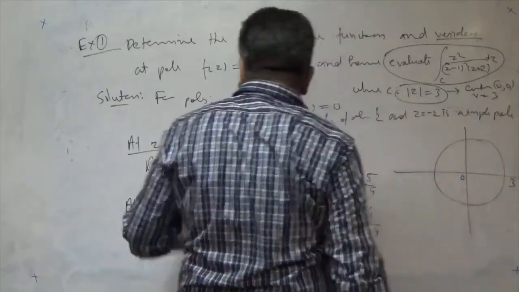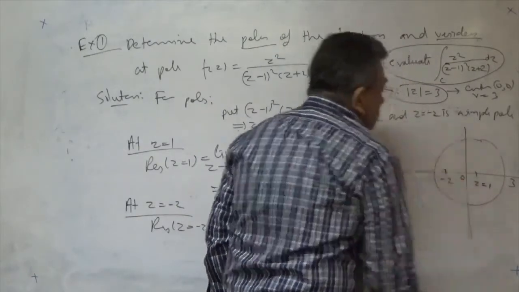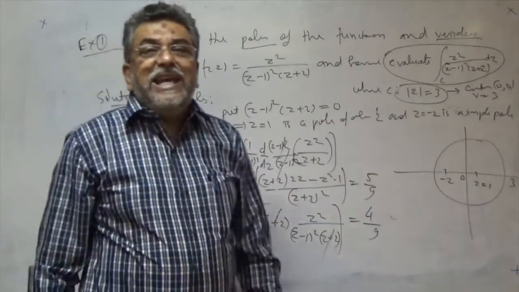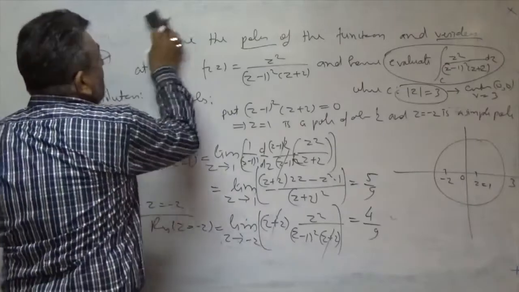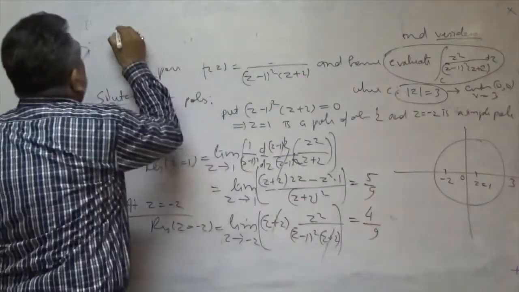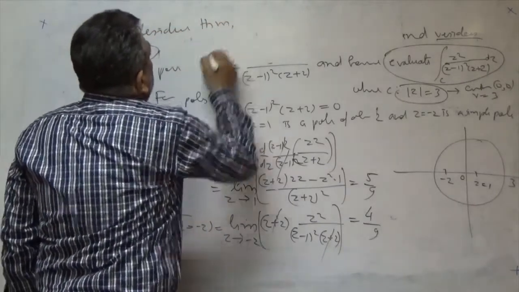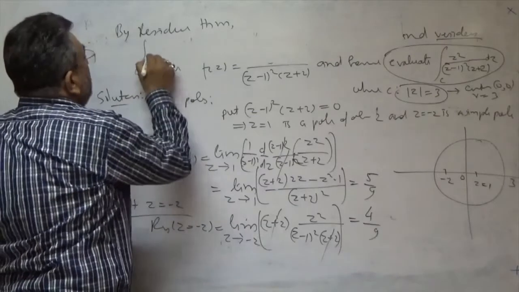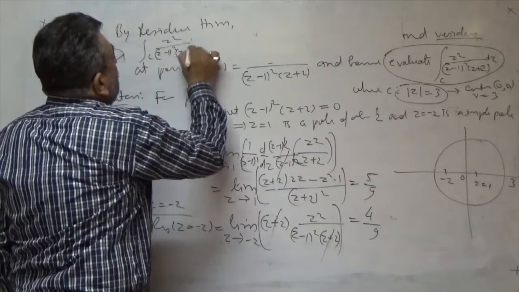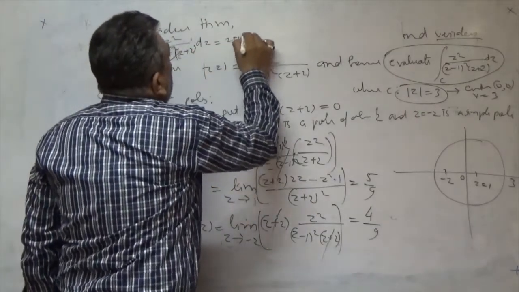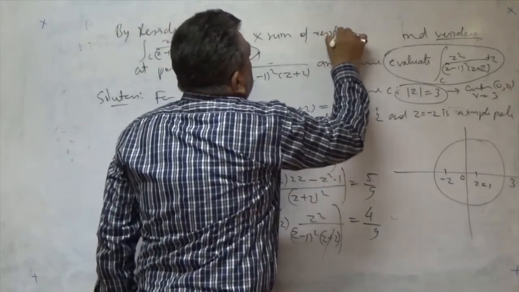So both residues exist, z equal to 1 exists here, z equal to minus 2 exists. Means both poles lie inside the circle. So by the residue theorem, you know that the integral over C of z square upon z minus 1 whole square into z plus 2 dz is equal to 2 pi i into the sum of residues.